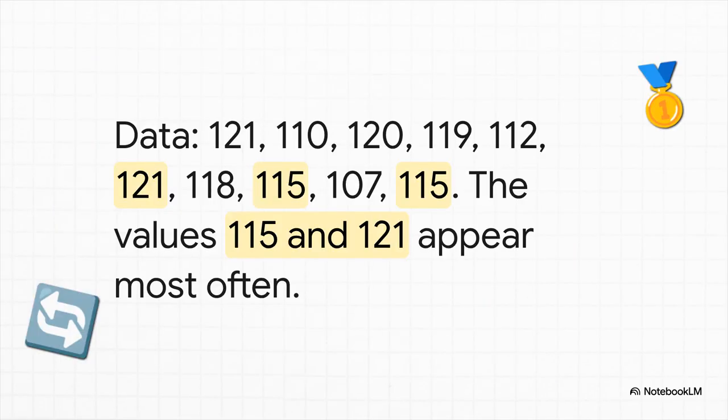In this list of typing speeds, if you scan through, you'll see that the numbers 115 and 121 both pop up twice, which is more than any other number. That means this data set actually has 2 modes, and we just have a simple name for that: bimodal. It's totally possible for a data set to have one mode, more than one, or even no mode at all.